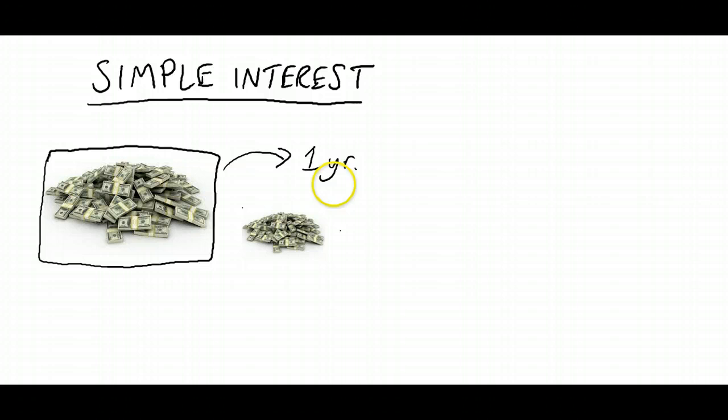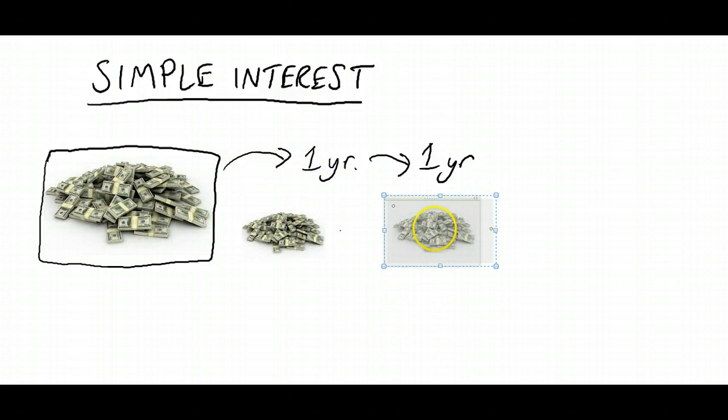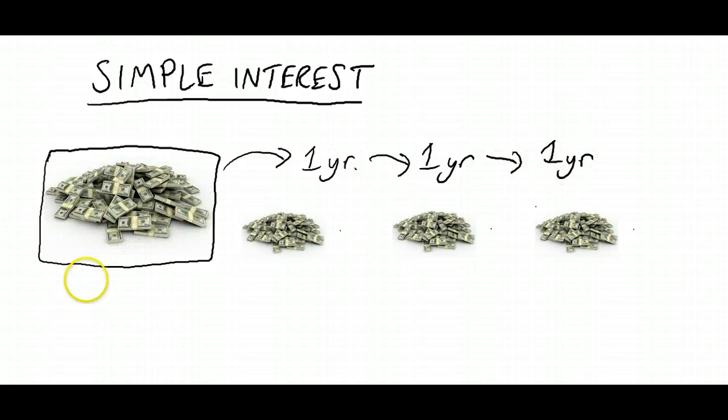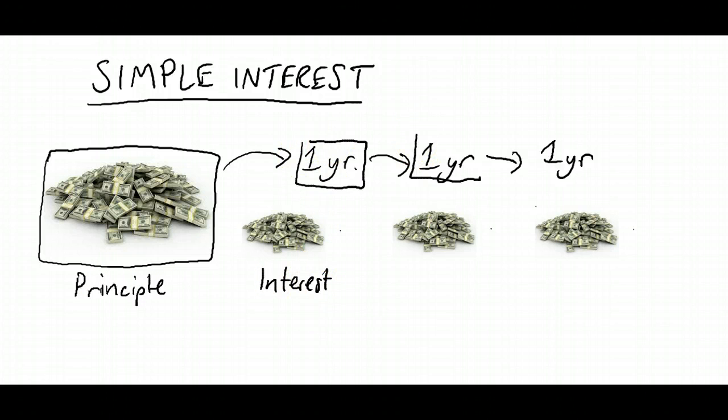Okay, and every year that passes, so let's say another year passes, you get that extra amount of money again, that amount of interest, and it's usually a set percentage of the initial amount, which is usually called the principal amount, the amount of money you have at the start. So every time this set period of time elapses, you get a certain percentage of the original amount.